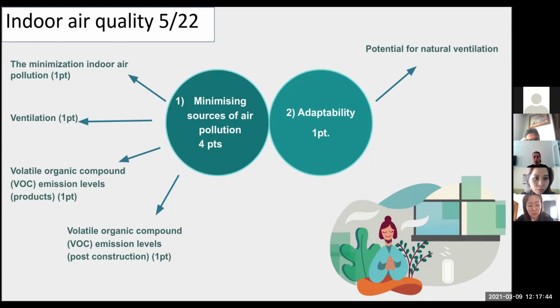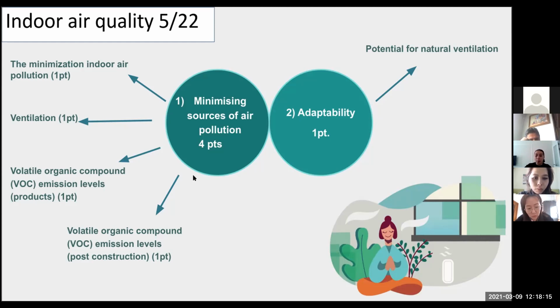The first and fourth are volatile organic compounds. So we have a table where you can find the permitted concentration of volatile organic compounds which can be in our buildings. Also, the adaptability considers the potential of natural ventilation, whose strategy is to provide adequate cross-flow of air to maintain the required thermal comfort conditions and ventilation.